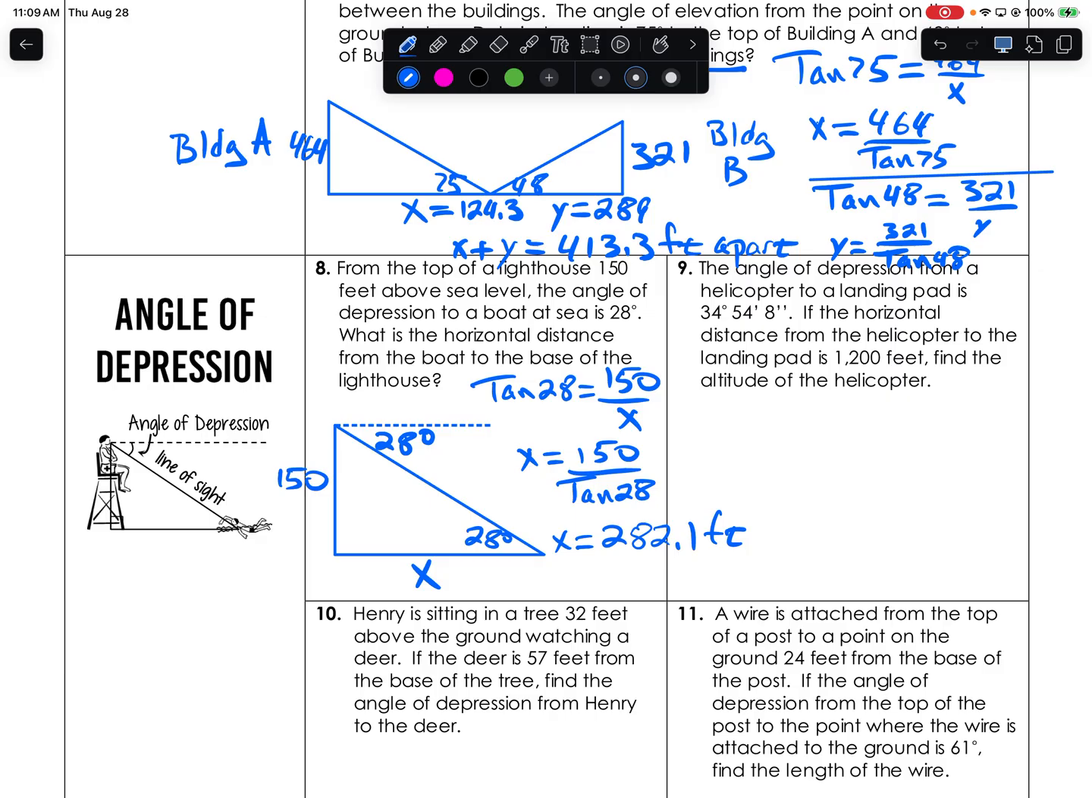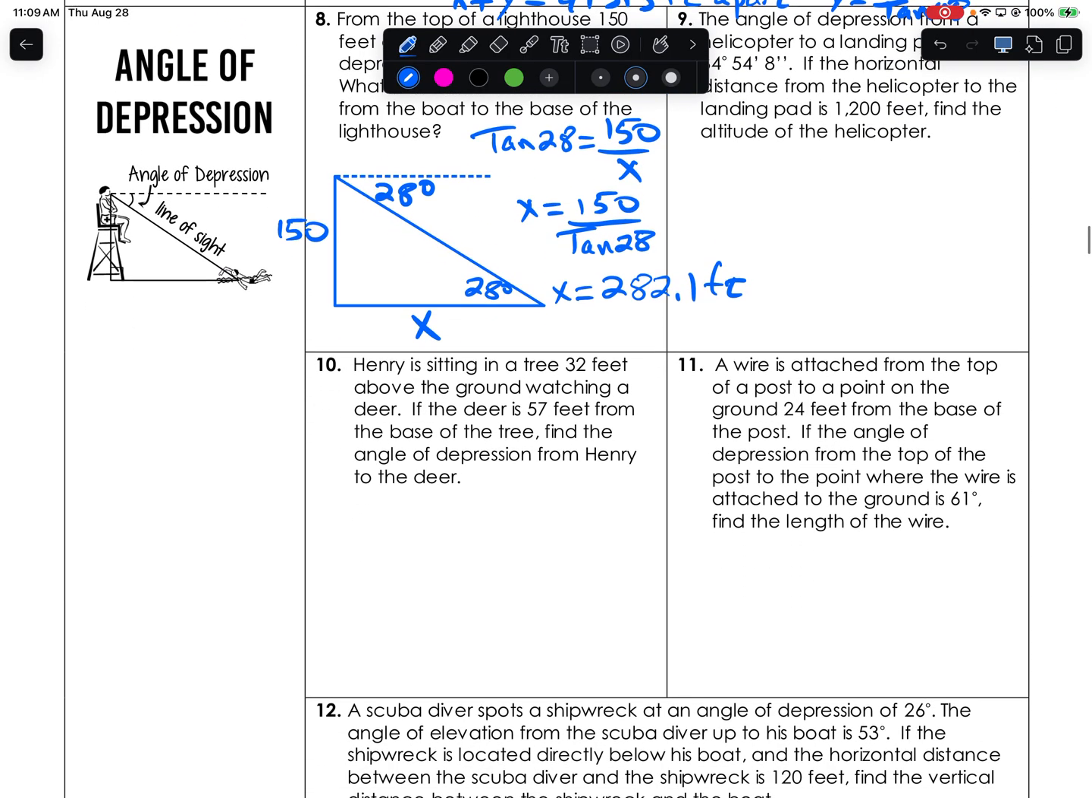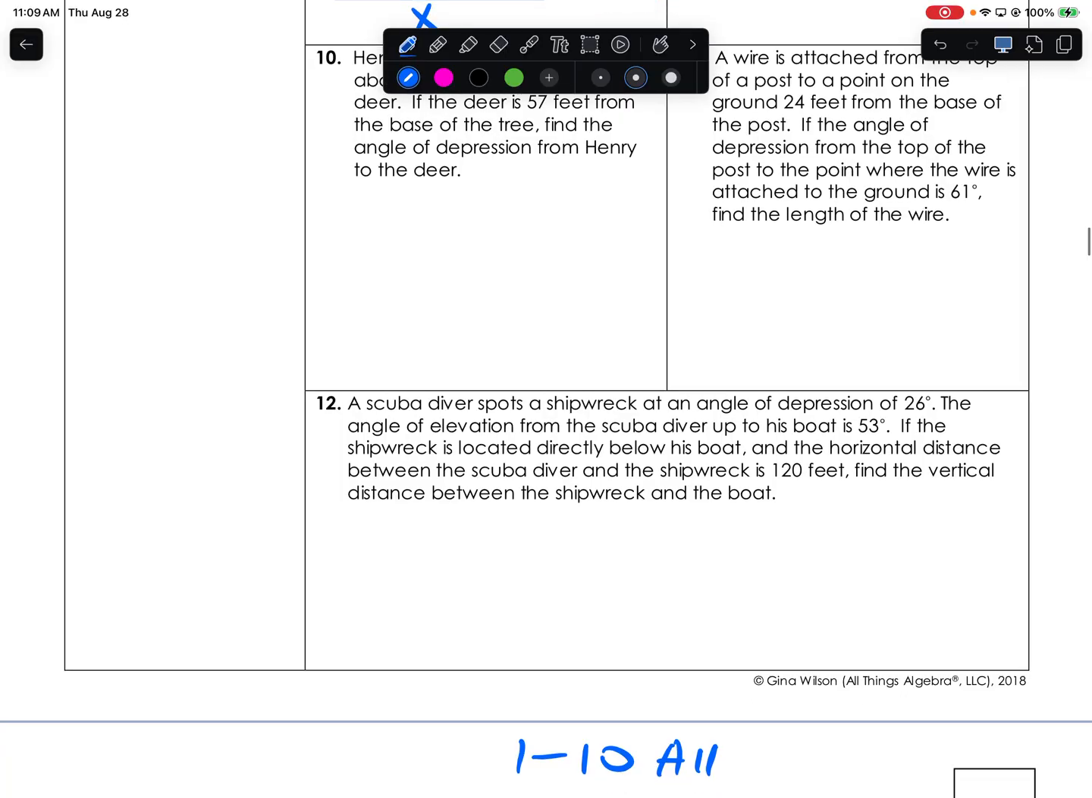All right, last one. We're going to do this one down here. You can try to draw the picture. It's not very easy to draw, but you can try. A scuba diver spots a shipwreck at an angle of depression of 26 degrees. The angle of elevation from the scuba diver to the boat is 53.